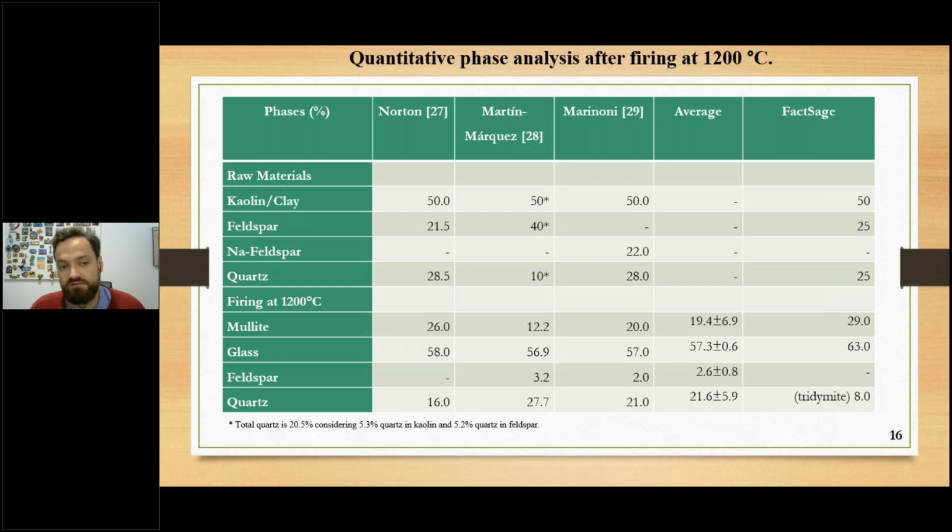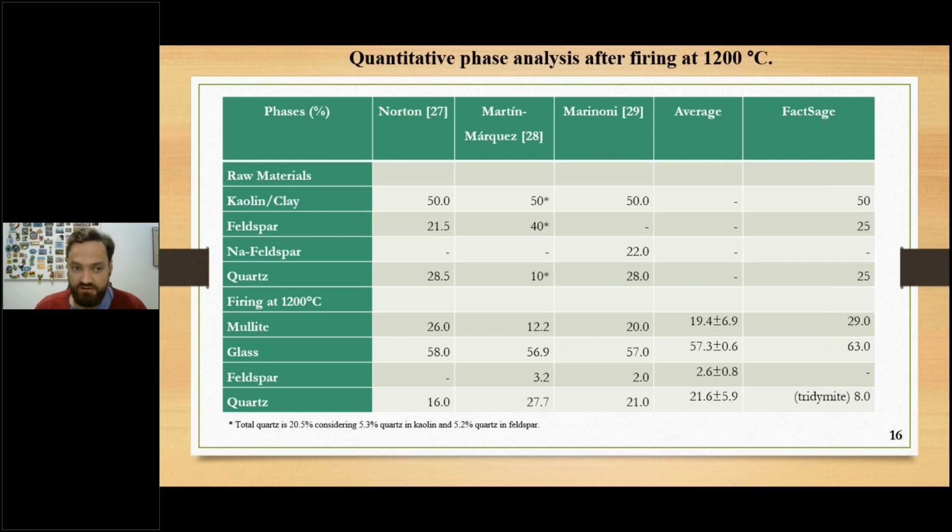Here in this table, an analysis was made between papers in the literature, Norton, Martins, Vasquez, Marinoni, the average of these results and the results of FactSage. In general, it's possible to see a good agreement between the main components such as kaolin, quartz, feldspar, but more disagreement between the results of mullite and glass phase.